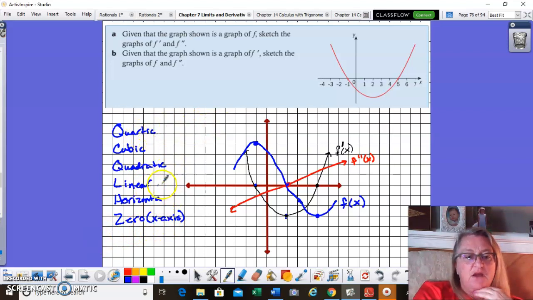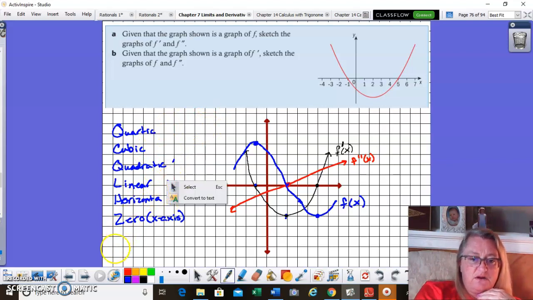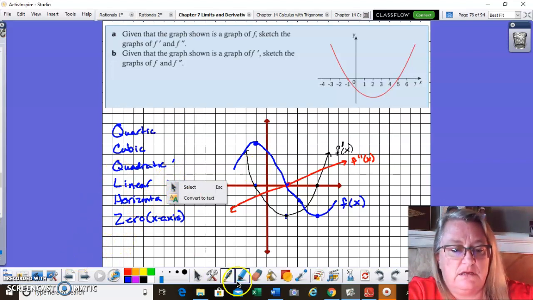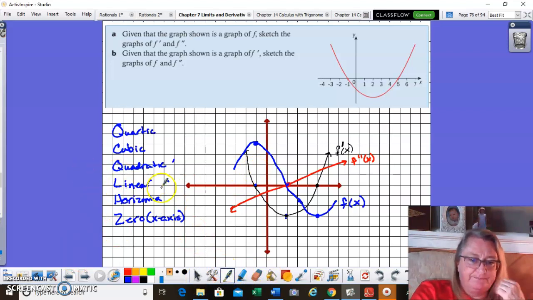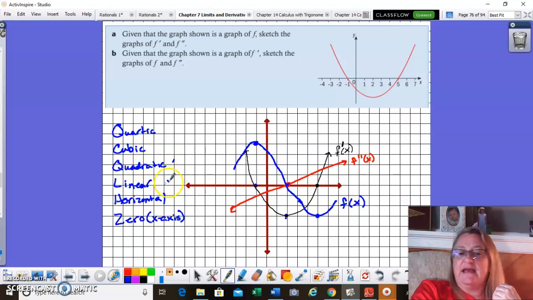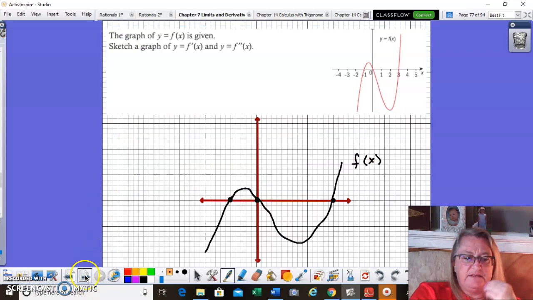So if my original graph started here at quadratic, then my first derivative was linear, and my second derivative was horizontal. If my first derivative was quadratic, then the original was cubic, and the second derivative was linear. Okay? So it might be helpful to have this written off to the side to know what kind of graphs you're expecting. So we're going to do a couple more of these.